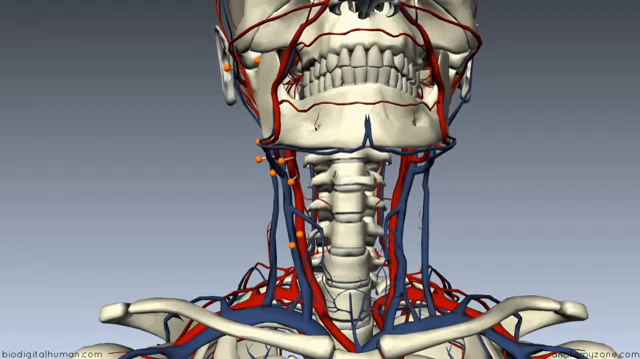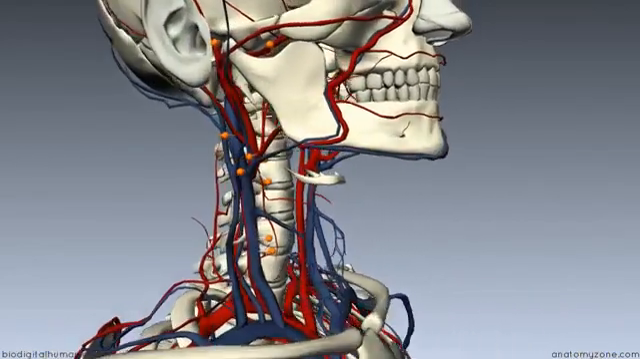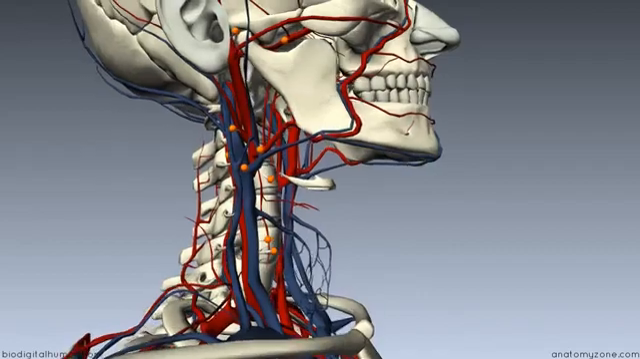So we're looking here at an anterior view, and we've got the vessels of the head and neck shown on the skeleton. So you can see this pin here shows the common carotid, the right common carotid, and just lateral to that you've got the right internal jugular vein. So if I just rotate the model around, we can take a look at the external carotid artery.